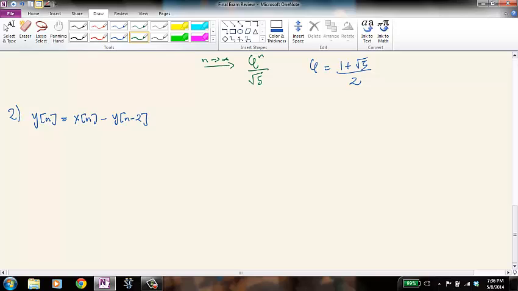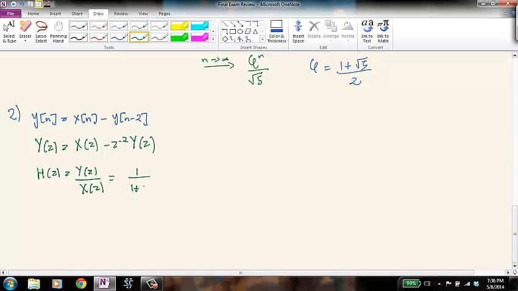Okay, so again, since we're doing the Z transforms, we take the Z transform of both sides. And you get that the transfer function is this guy.